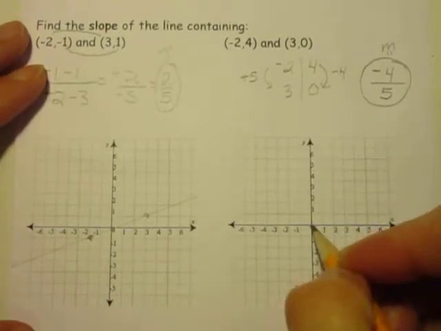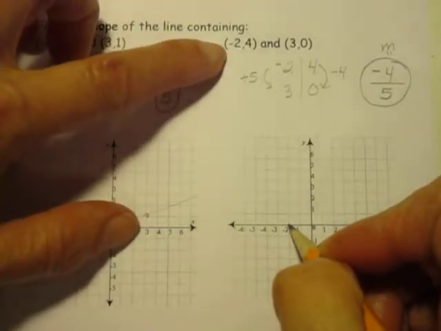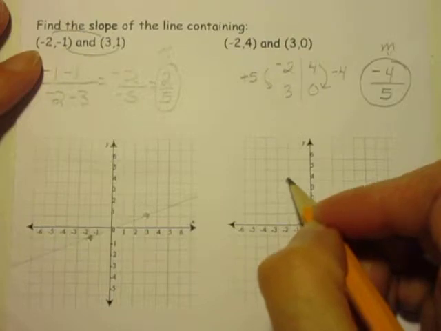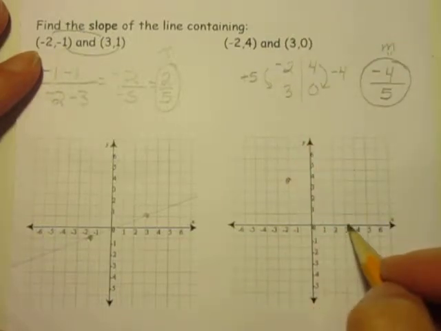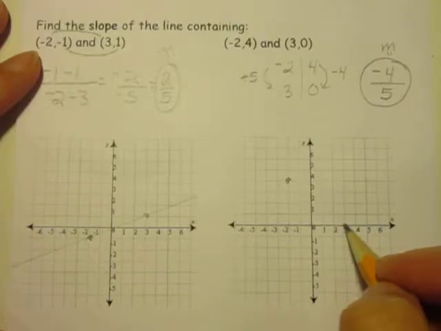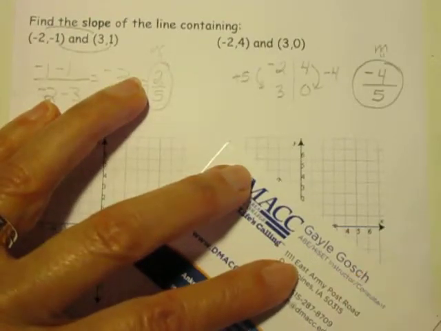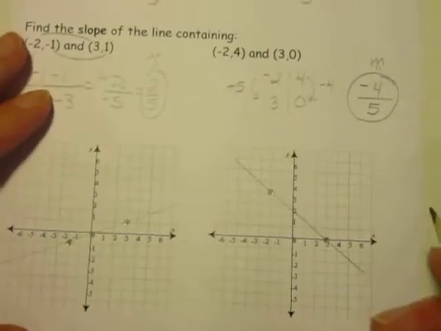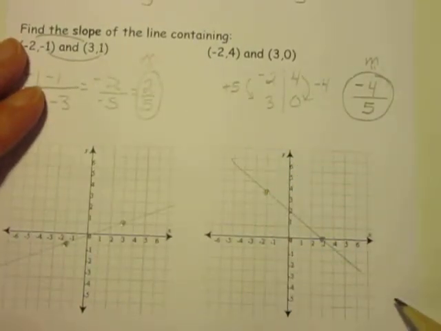So let's go back and plot these points and see what that looks like. So we have -2, starting from the origin. I count back 2 for this first point, and then I'm going to count up 4. Okay, for the second point, I'm going to start at the origin. I'm going to go over 3 and up or down 0. So there's my second point. And I'm going to connect those with a line. And I can see that this line falls going left to right.